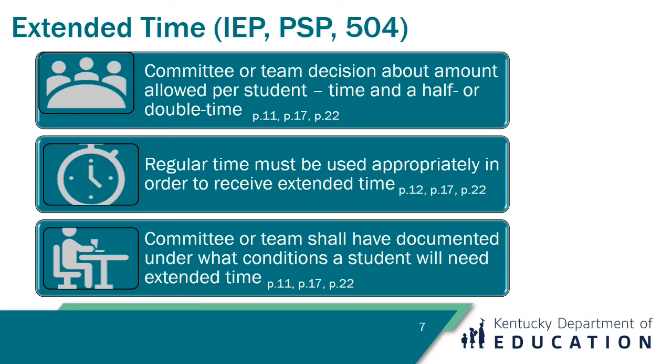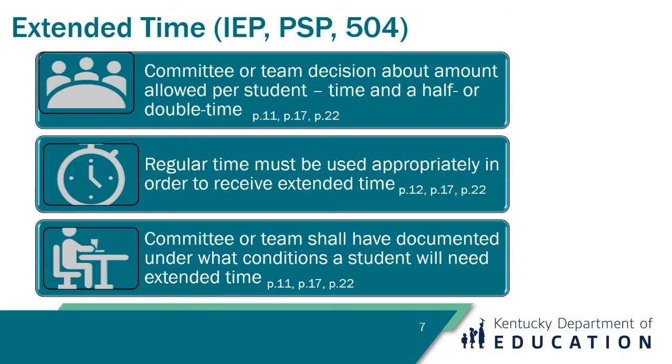Regular time must be used appropriately in order to receive extended time. If for some reason a student does not use regular testing time appropriately, for example, they sleep for 55 minutes of the hour-long test, you may deny extended time to that student. Make sure you document everything in as much detail as you can muster and turn it into the building assessment coordinator so that they can properly document why the student was denied extended time.